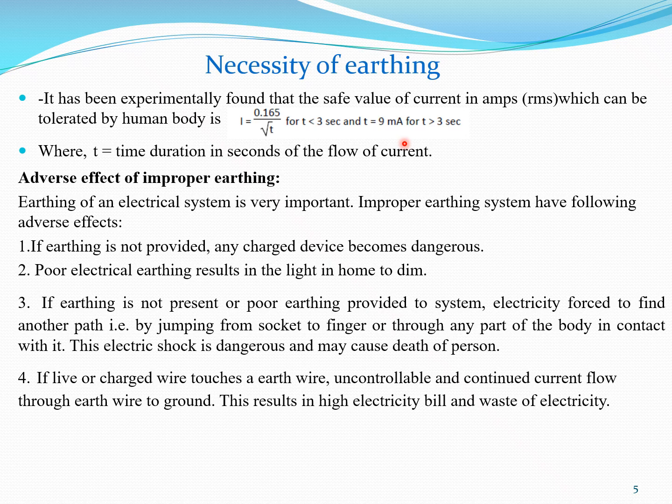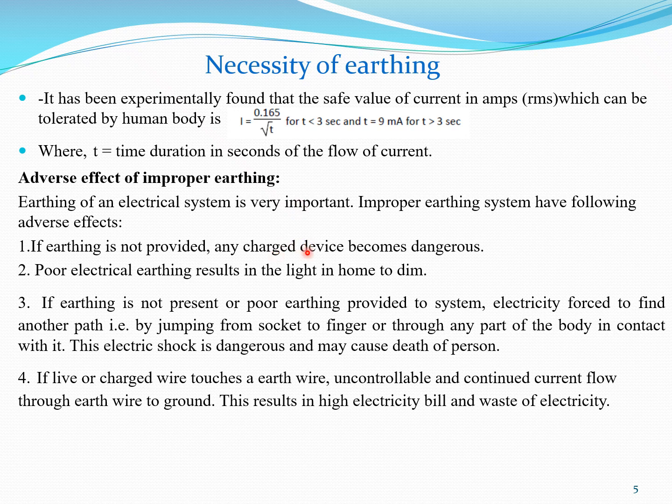Now, what are the adverse effects of improper earthing? As we discussed, earthing of an electric system is very important. So, if earthing is not proper, then there are different disadvantages. Like if earthing is not provided, any charged device becomes dangerous because the current will flow through it.